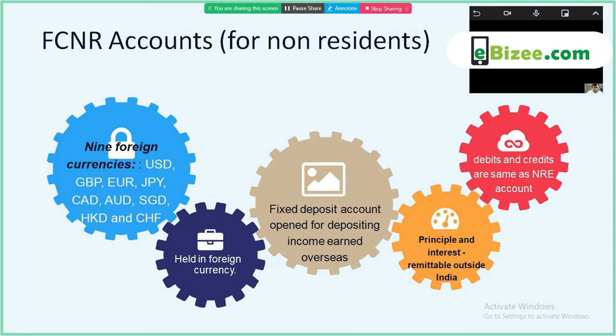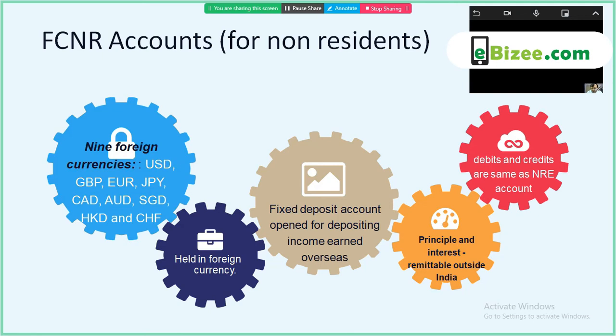So money comes in the form of fixed deposits in India with authorized banks, and it can be denominated in 9 foreign currencies, which are US dollar, British pound, euro, Japanese yen, Canadian dollar, Australian dollar, Singapore dollar, Hong Kong dollar, and Swiss franc. So these are the 9 currencies. Earlier there were 4 currencies. Now it is 9 currencies. And if there is any updated circular which I am not aware of, maybe some more currencies might have been added. So you should check which are the currencies in which these monies can come in India.